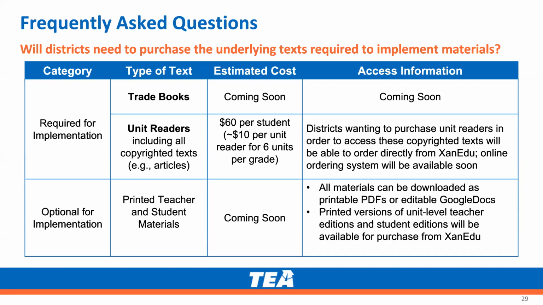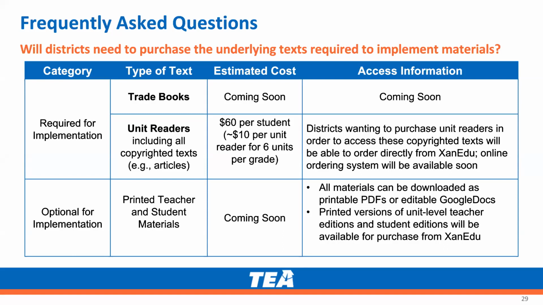Some of them, for example Romeo and Juliet, which is a 9th grade text, are available in public domain. Romeo and Juliet is not a copyright text, but other texts, such as The Great Gatsby, would be something a district that wants to implement would need to purchase. In the spirit of building on some of the canon and classical literature, in addition to building in contemporary texts, we've tried to bring in texts that are in public domain. But trade books would be something to purchase, and then unit readers.